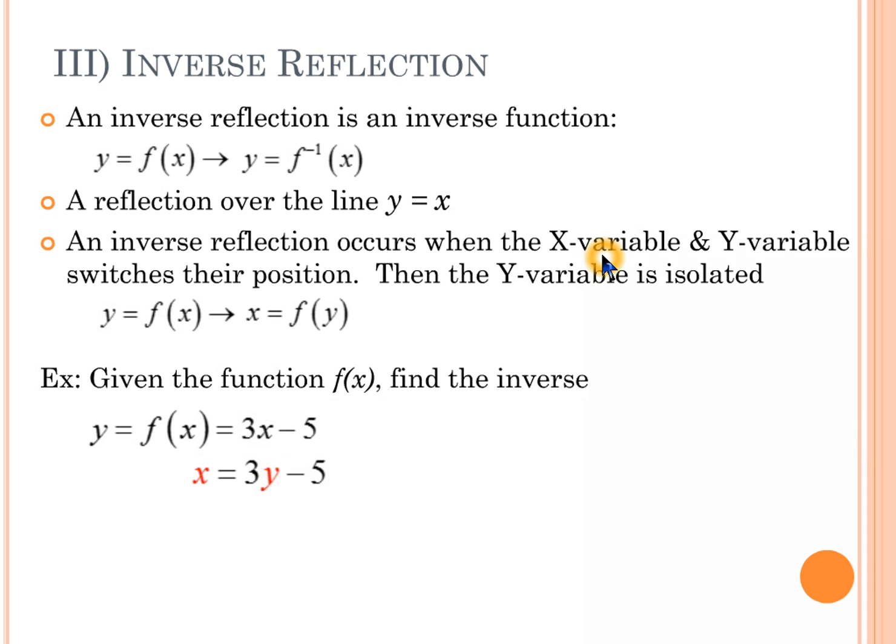Once you've changed the x and y variables, then all you have to do is isolate for the y variable. So I need to move this negative 5. If I do that, I get x plus 5 equals 3y. I'm just going to move the 5 to the other side, so the negative becomes positive. Then I have a 3y here, so I divide both sides of the equation by 3, and I get x plus 5 divided by 3 equals y. So this is my inverse function. And if you want, you can also change this y to f to the power minus 1 of x. So this means that this is an inverse function.